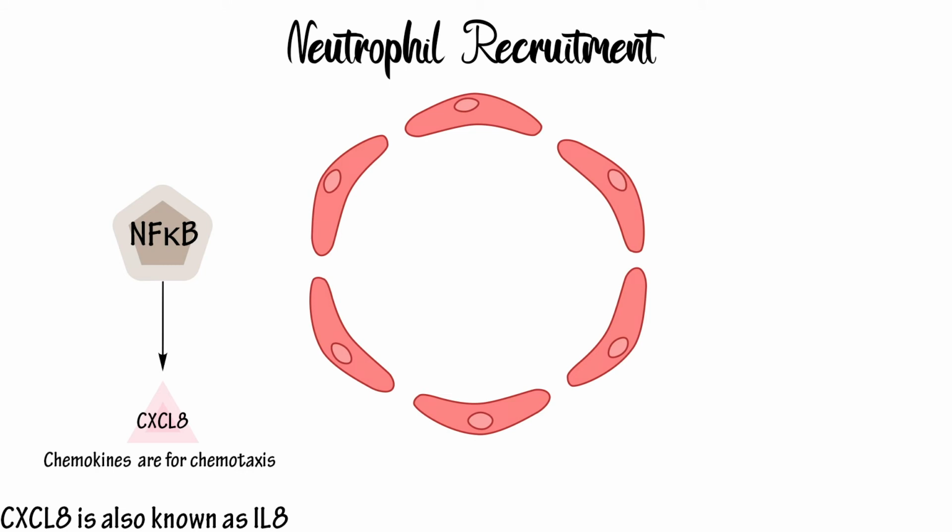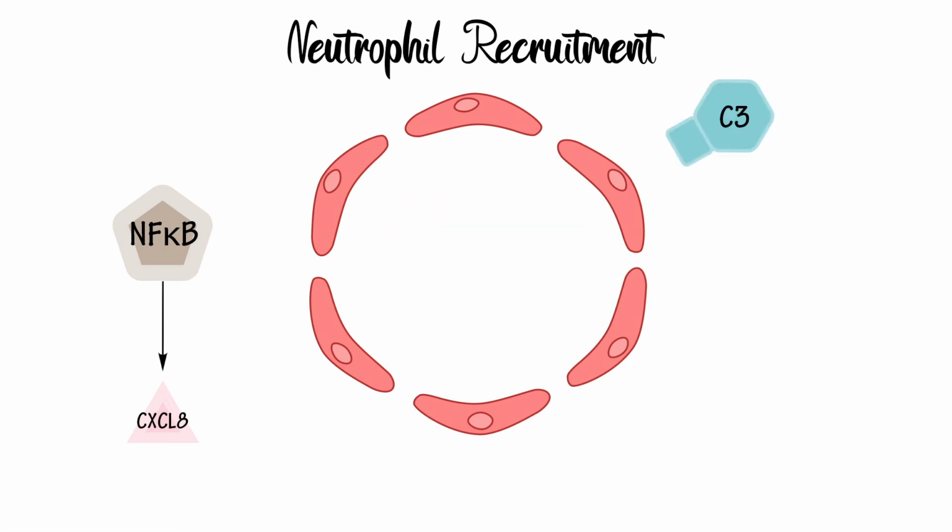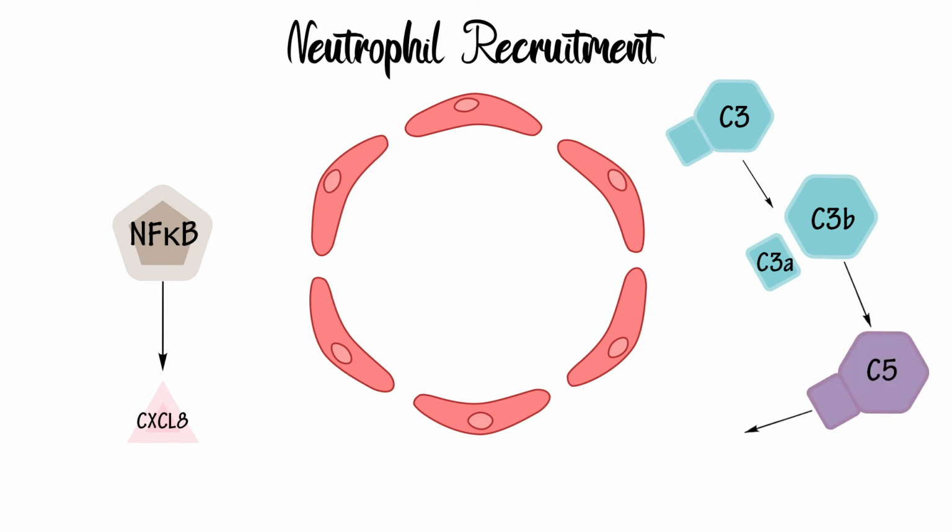CXCL8 and E-selectin, along with the pro-inflammatory cytokines and complement proteins like C3a and C5a, are important for immune cell recruitment, mainly neutrophils, which are the highly destructive phagocytes. For some context, if we go back to C3 from earlier, how it's broken down into C3a and C3b, well, C3b also goes on to cause the C5 complement protein to break down into C5a and C5b. Our C5a and C3a can go to the blood vessels to recruit neutrophils along with CXCL8.